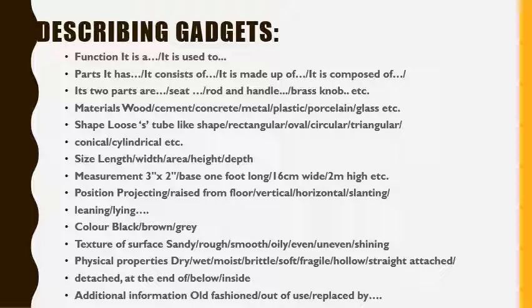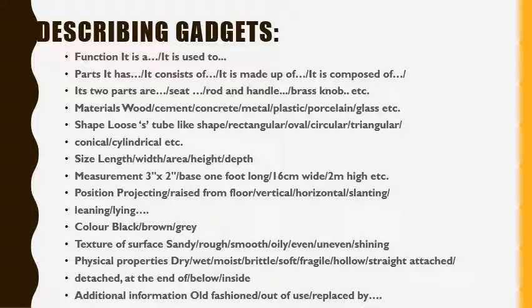Then what is the position of the object? Is it projecting or raised from the floor? Vertical, horizontal, slanting, leaning, lying. Which position is it in? And the color of the gadget. Is it black, white, brown, gray, red? What color is it?